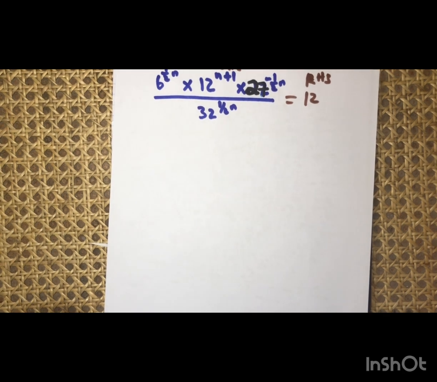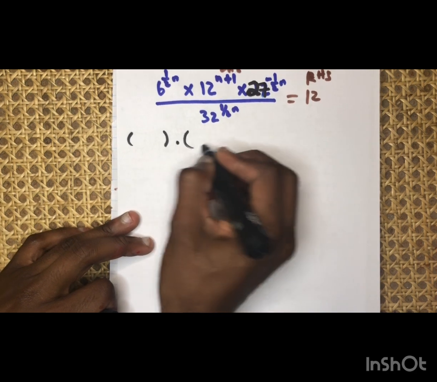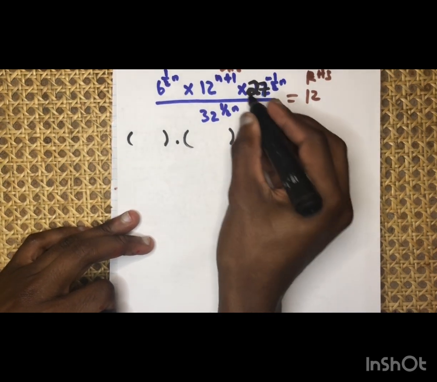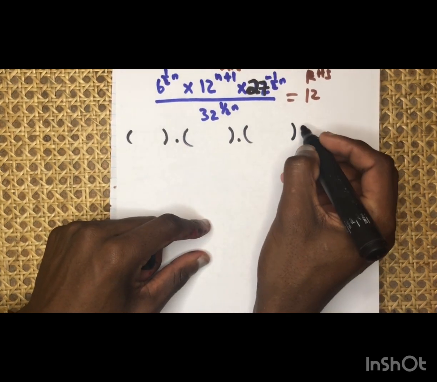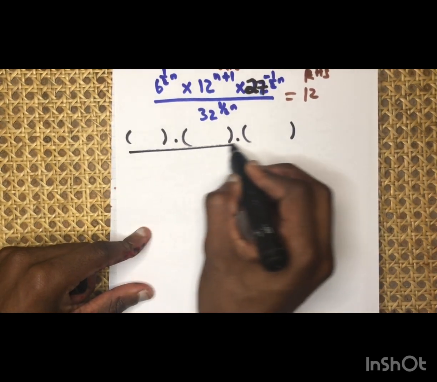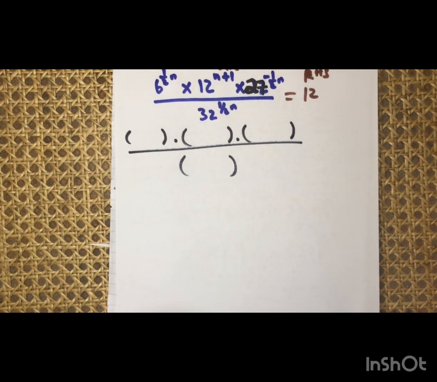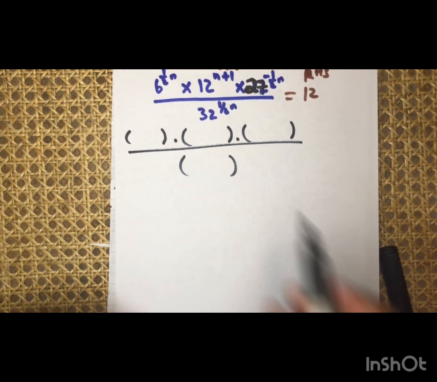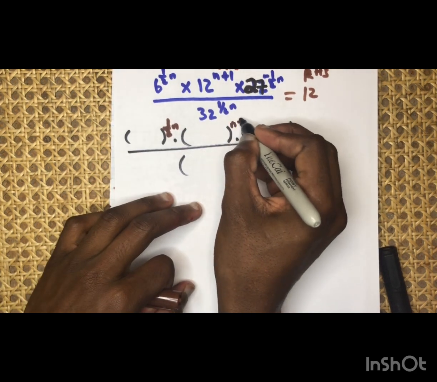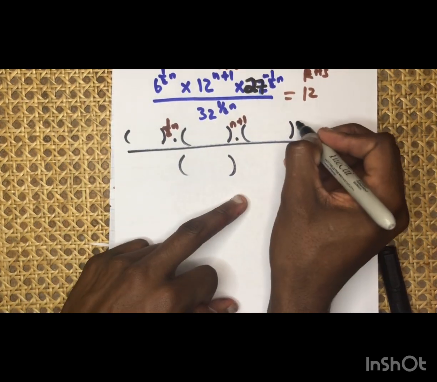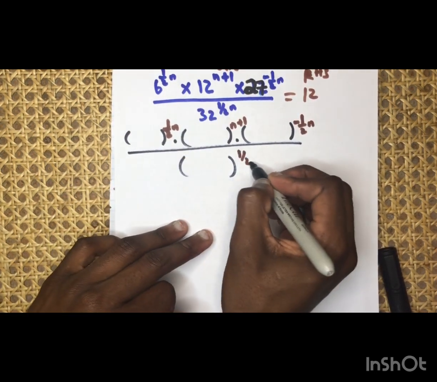So here, guys, what we need to do, I'm going to open the brackets here, then times, I'm going to open another brackets for 12, then I have 27, because we can see that 27 is not a prime base, so I'm going to open another brackets for 27. We can see that 32 is not a prime base. I'm going to open another bracket. So we have the exponents. I'm going to keep the exponents. We have half n. Here we have n plus 1. Here we have negative half n. Now here we have half n.